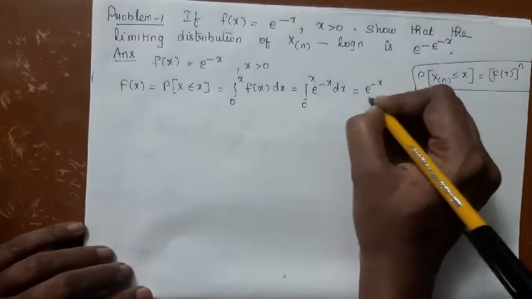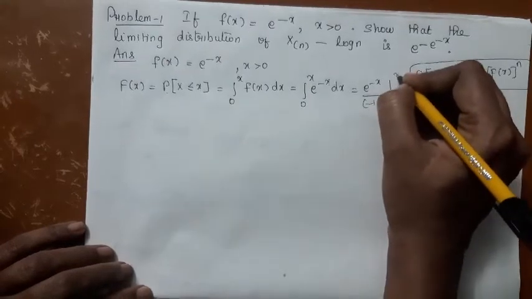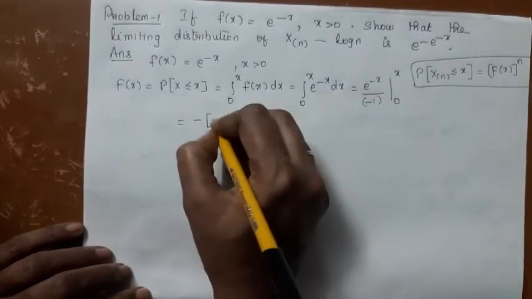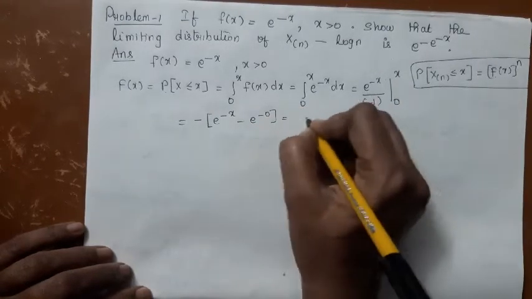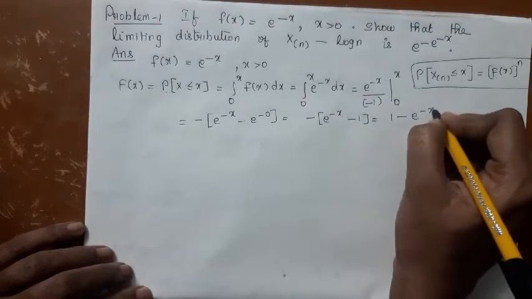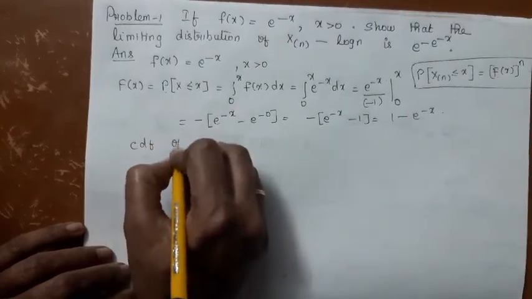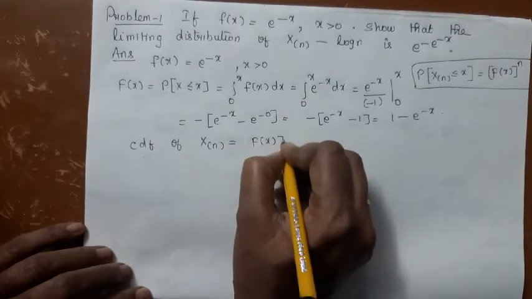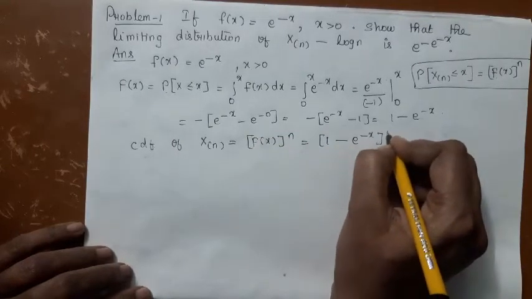So e power minus x over minus 1, so you get minus 1 into e power minus x. You're substituting x and 0, so e power minus x minus 1, that is, 1 minus e power minus x. Fine. Now what is the CDF of the nth order statistic? It is F of x the whole power n. So your answer is 1 minus e power minus x the whole power n.